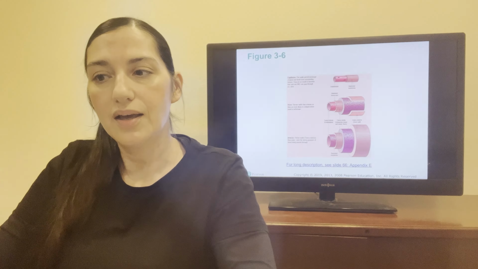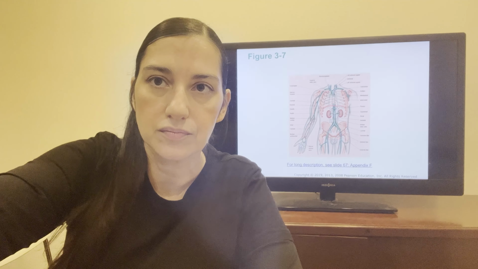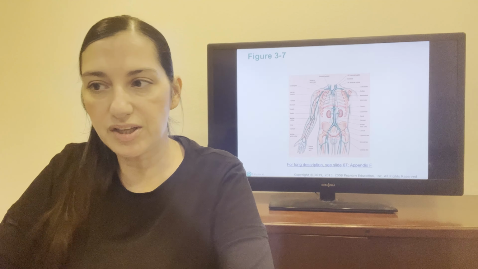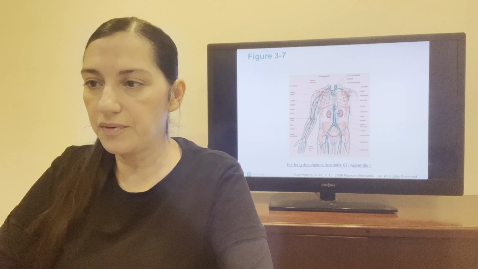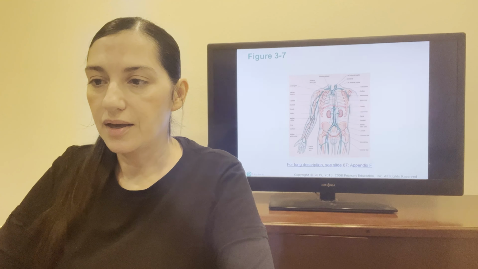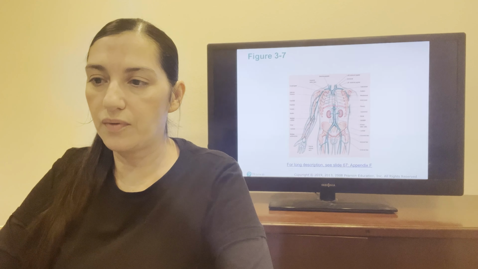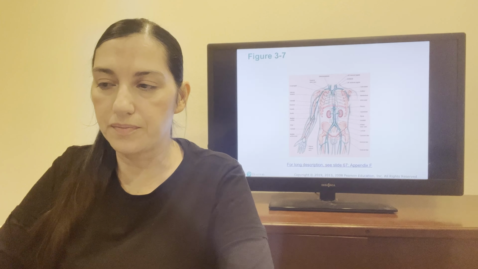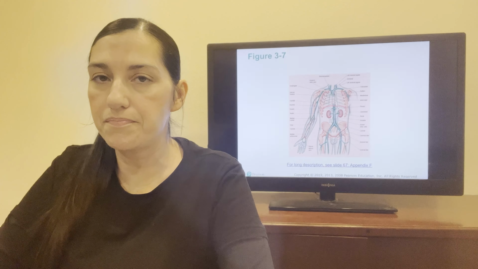Here is a comparison of the arteries, veins, and capillaries. In figure 3-7, we have the venous system of the upper torso and arm. The antecubital area of the arm is where venipunctures are most often performed. It is the area where the arm bends.